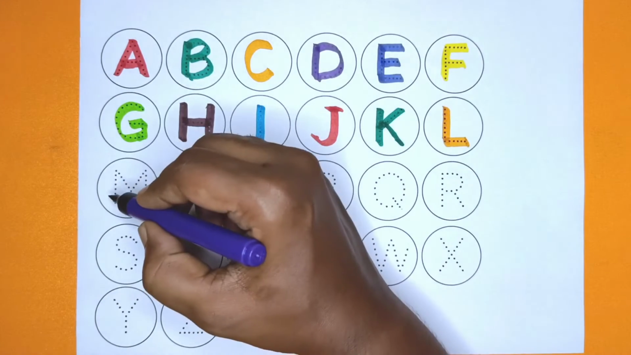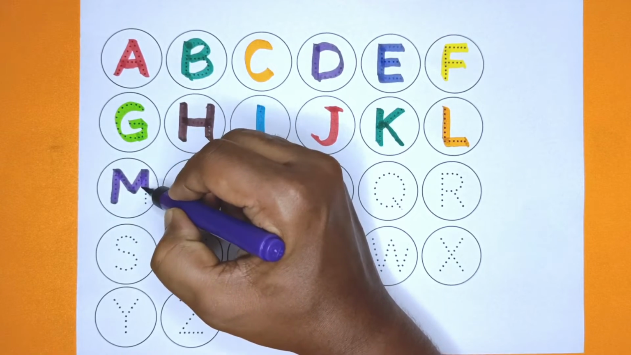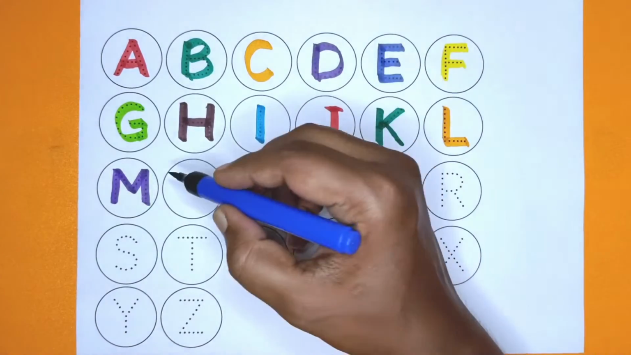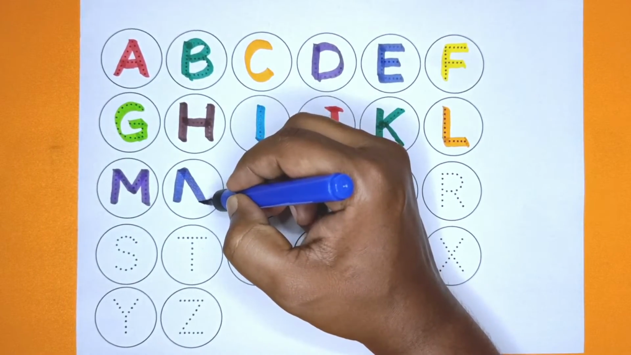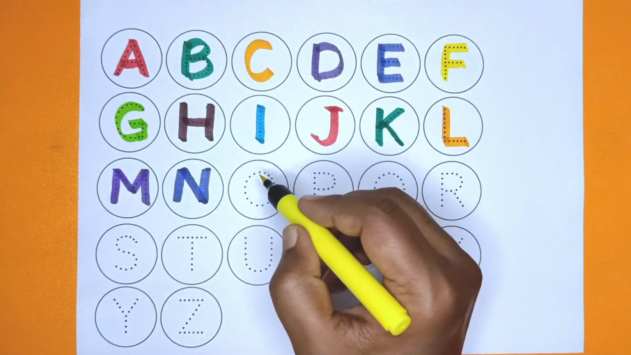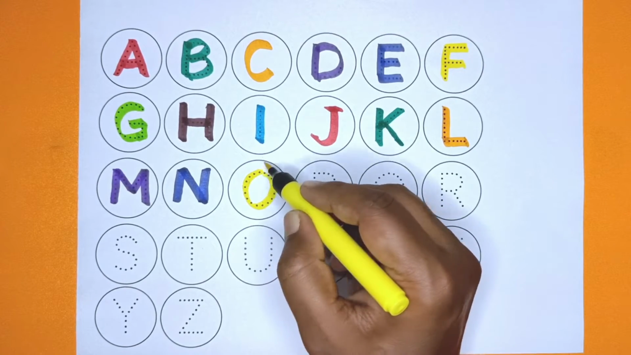Purple color: M for monkey, M for monkey. Blue color: N for nest, N for nest. Yellow color: O for orange, O for orange.